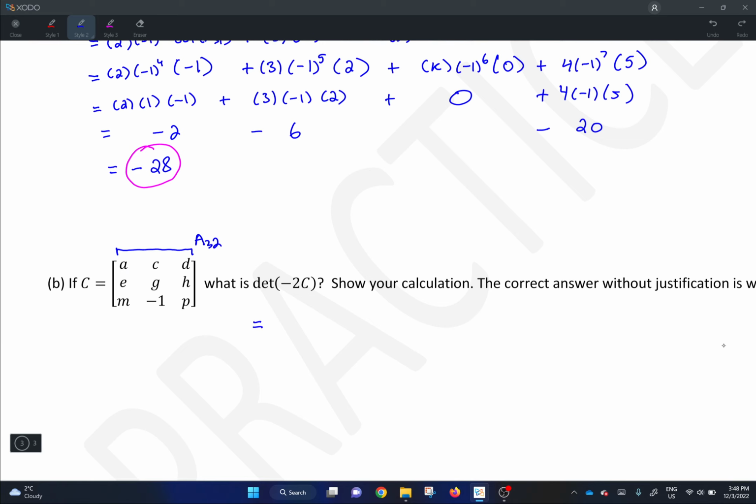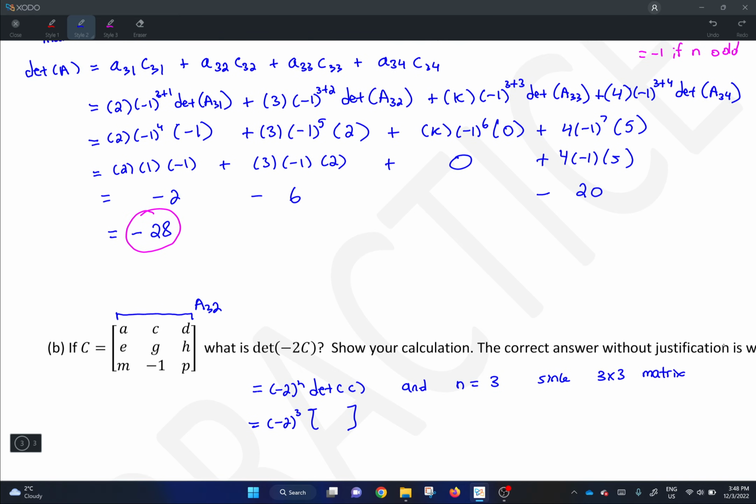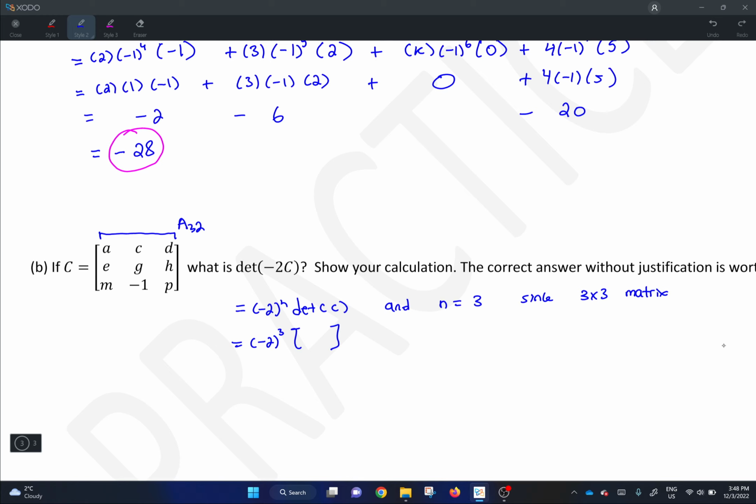Okay, so the determinant of negative 2 times C is negative 2 to the n times the determinant of C, and n is equal to 3, since it's a 3 by 3 matrix. So we're going to have negative 2 to the power of 3 times the determinant of that matrix. And from up above, the determinant of A32 is 2. So negative 2 to the 3 times 2. Negative 2 to the 3 means negative 2 multiplied by itself 3 times, which is negative 8. Times another 2, we get negative 16 as the answer.